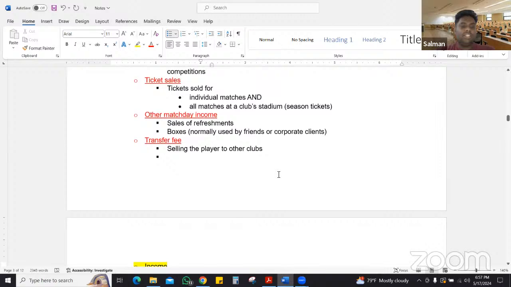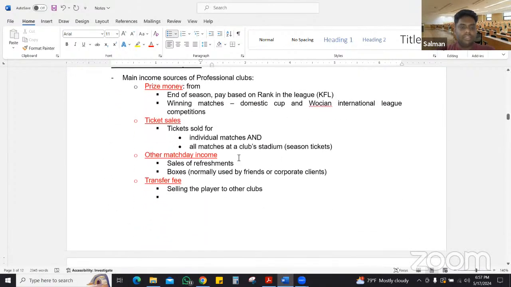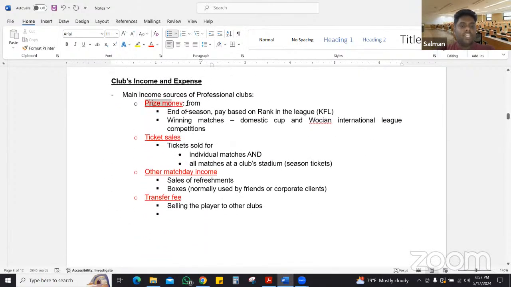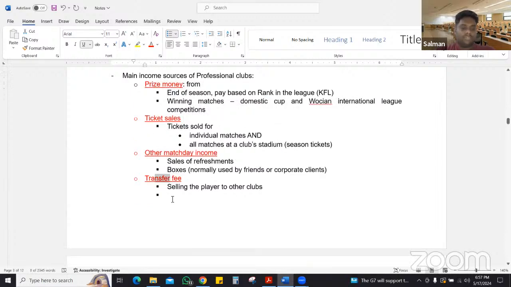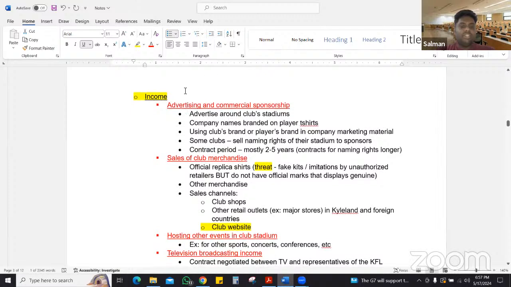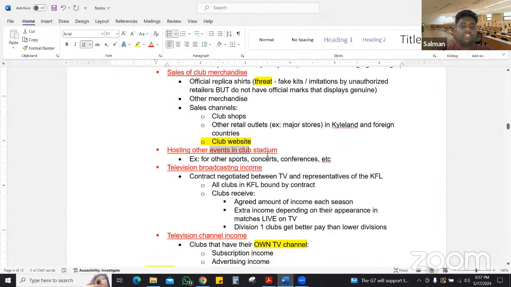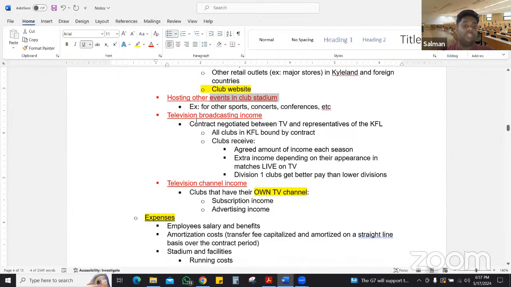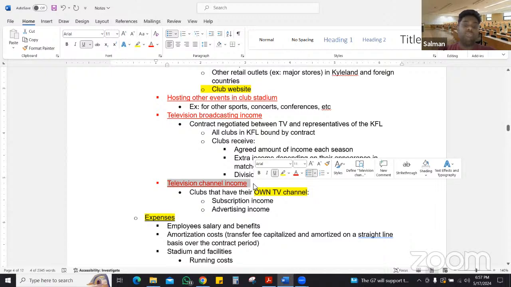So if you look at their main income sources, from competition, you get prize money, ticket sales, other match day income, and transfer fee. And you get income from advertising and sponsorships, sales of merchandise, hosting other events, renting out the stadium, television broadcasting income, as well as if they own their TV channel, you also have their own income source. So these are the main income sources.